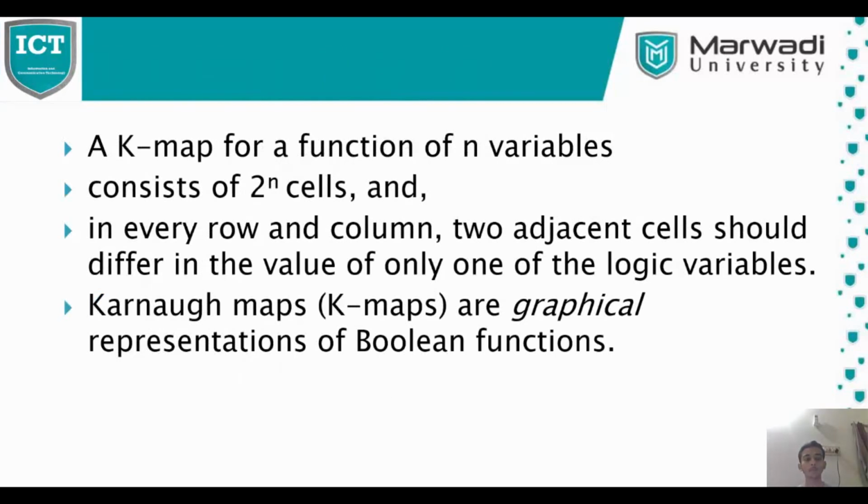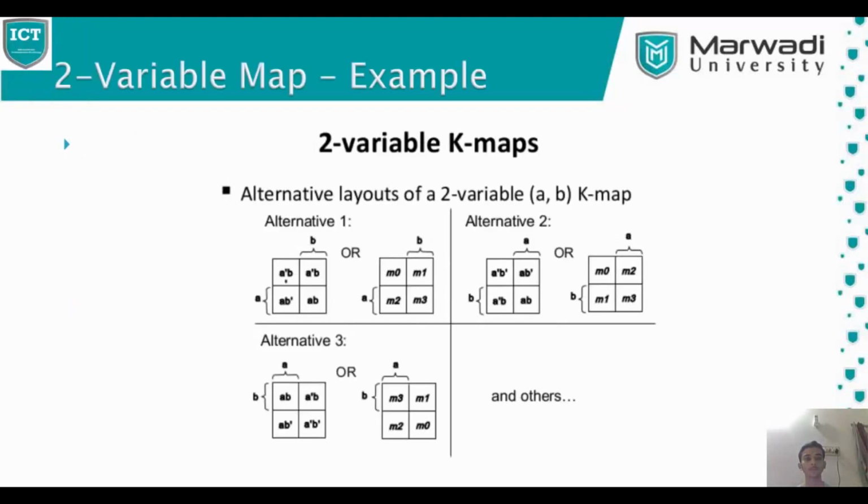A K-map or Karnaugh map for a function of n variables consists of 2 raised to n cells, and in every row and column, two adjacent cells should differ in the value of only one of the logic variables. Karnaugh maps or K-maps are a graphical representation of a Boolean function.